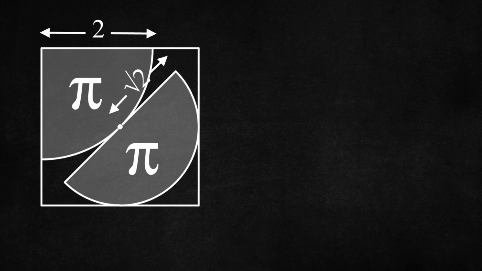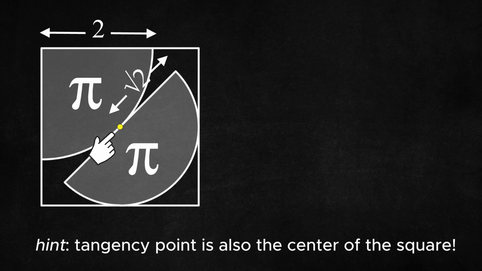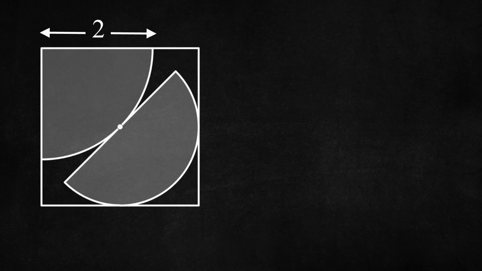The crucial part of our solution is properly recognizing the location of the tangency point of the quarter circle and the semicircle. Well, the only way we can fit them perfectly inside this square is if their tangency point is also the center of the square. If that point isn't at the center, then you have a rectangle, not a square. Now let's proceed to the next step.